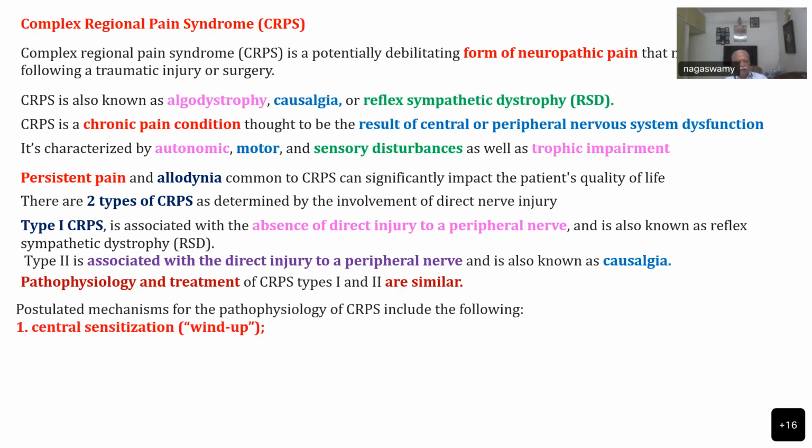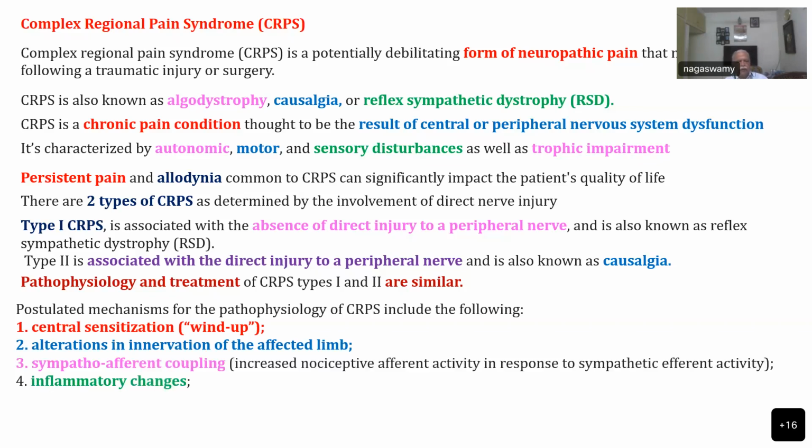One is central sensitization. That is, the nerves become hyperreactive, hypersensitized, which is called wind-up. And there are alterations in the innervation of the affected limb. There is new nerve formation, just like angiogenesis, there is neurogenesis. So cross communications and new nerve formations are happening. It is electrical wiring becoming disorganized. Then there is sympatho-afferent coupling, where the afferent pathway becomes sympathetic, and the efferent pathway becomes sensory. That is called sympatho-afferent coupling.